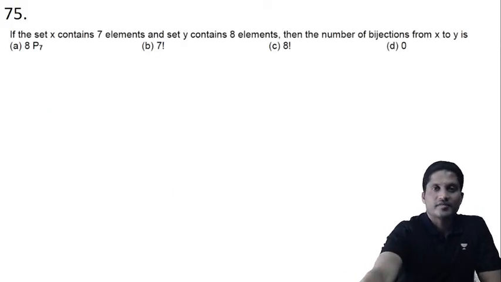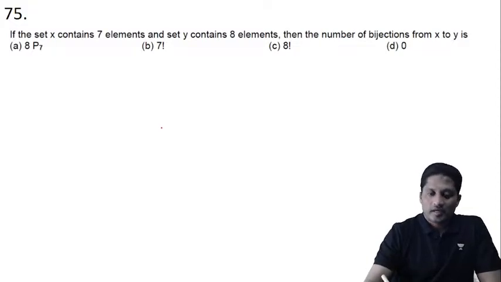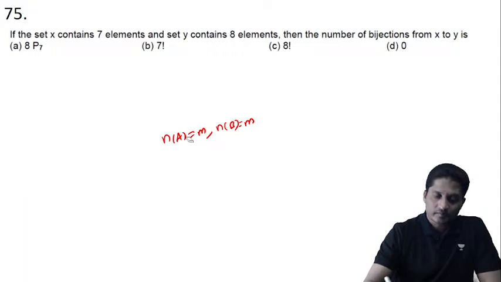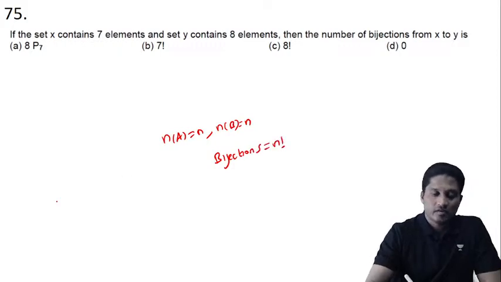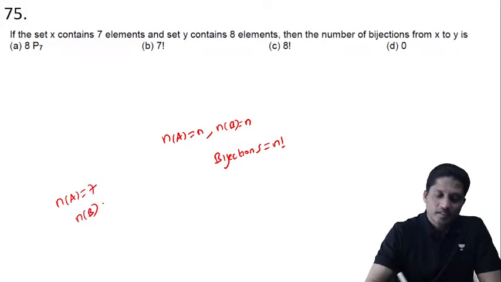Alright, question number 75. I told you, in these PYQs we have discussed, guys, this is the fourth question: if set A contains m elements and N of B is equal to m, both should be same. N of A is equal to n, N of B is also equal to n. Then the total number of bijections is equal to n factorial. If they are different, then it is 0. Here it is given set A contains 7 elements and set B contains n elements. Total number of bijections is equal to 0.